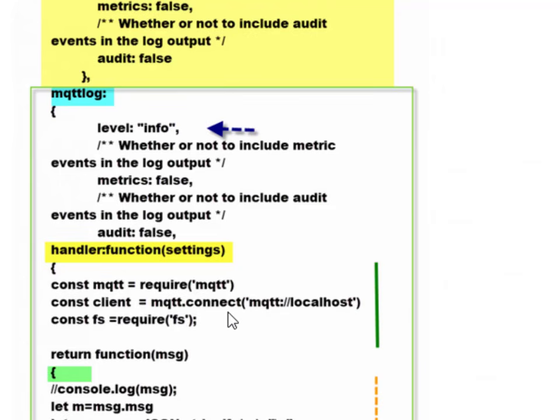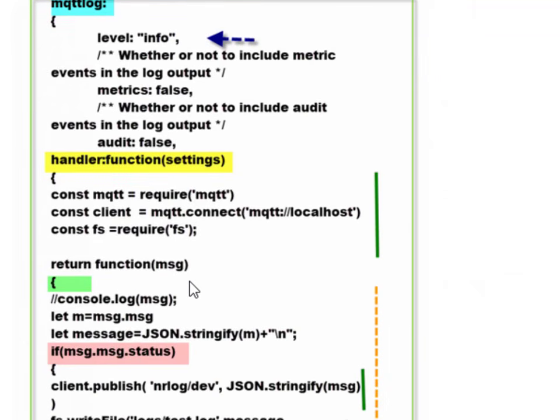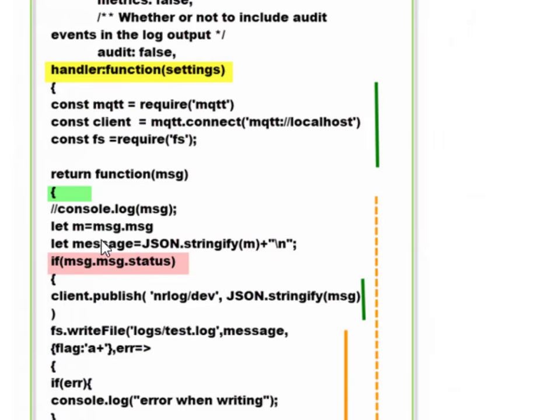So that sets up the broker, the MQTT side. That brings in the file system module, so we can actually write to the file. And then in our return function, we start off at the top, and now you see it's passing in the message. Now there's a couple of things here.